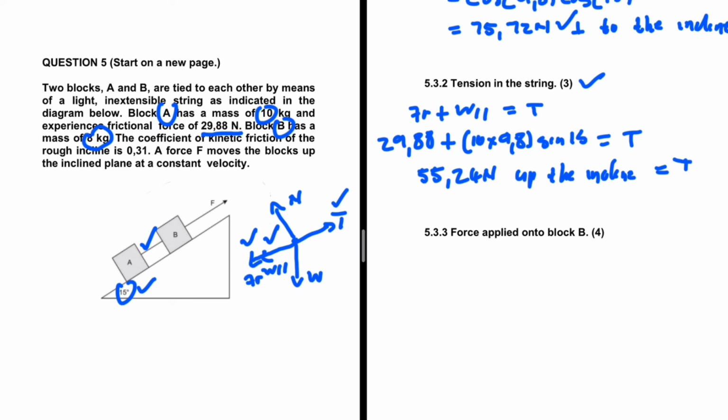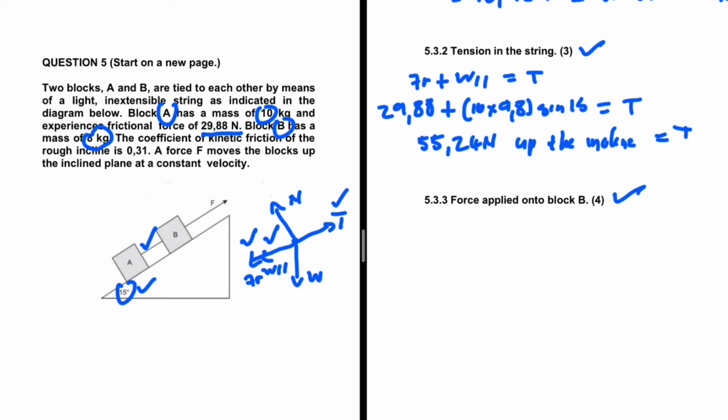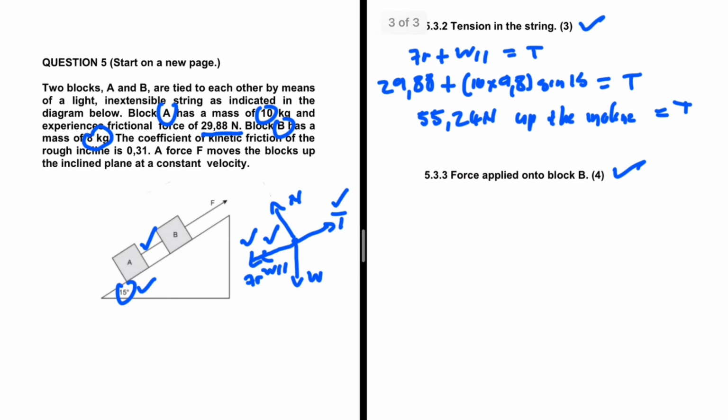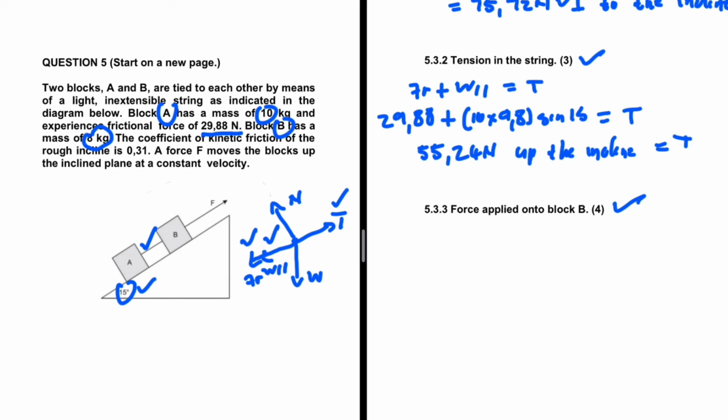Now that we have our tension force, we can calculate the force F applied on our object B. Let's take a look at how that will turn out. Again, revisiting the free body diagram, we have the force applied being equal to the tension plus the frictional force plus the parallel component of the weight. So for block B, the force is equal to the frictional force plus the tension plus the parallel component of the weight.